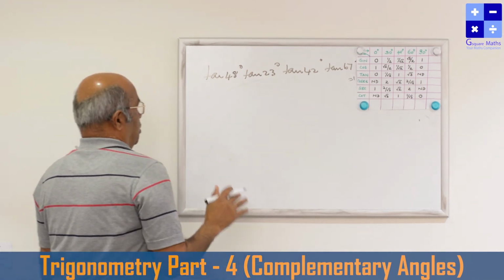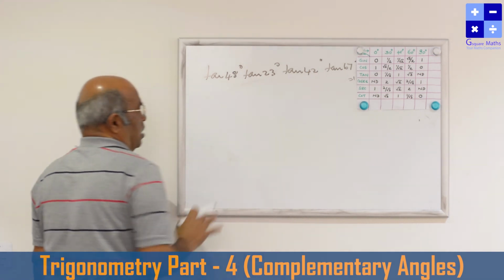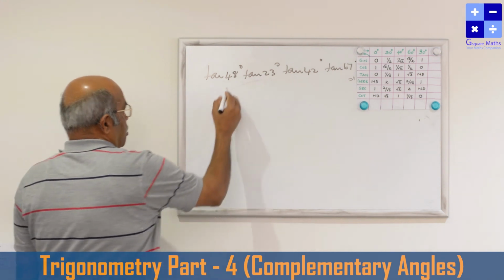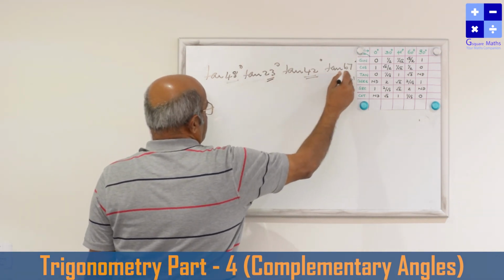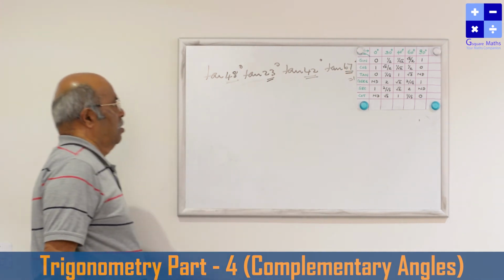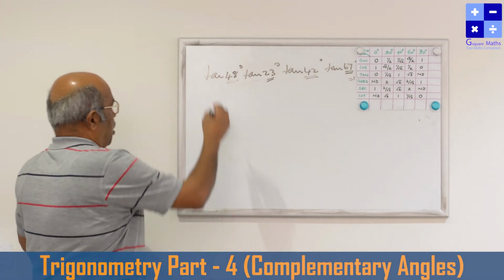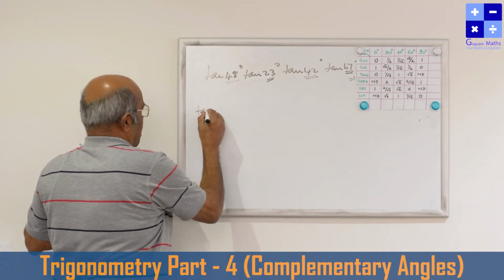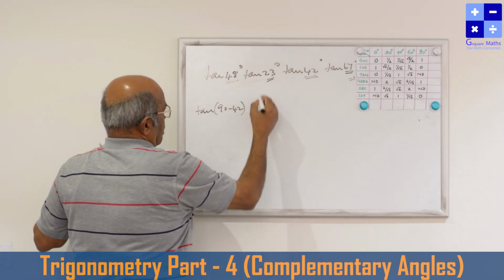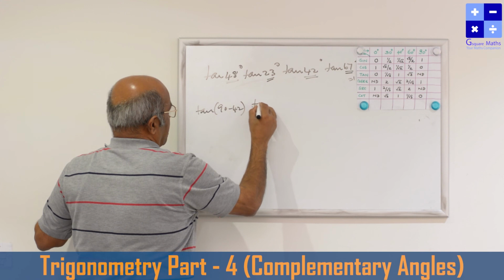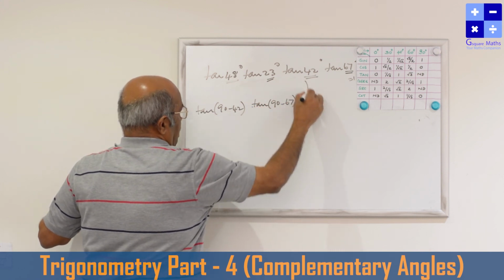So you have to do something. You have to just observe the 4 angles and which is the complementary of what. 48 and 42 are complementary. 23 and 67 are complementary. 48 plus 42 is 90. 23 plus 67 is 90. So convert this to complementary angles. Tan of 90 minus 42. And this also convert as tan 90 minus 67. Write the other two as they are.